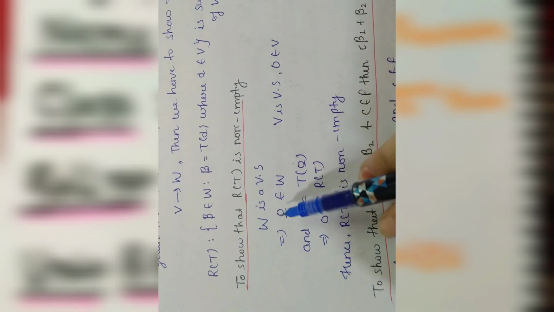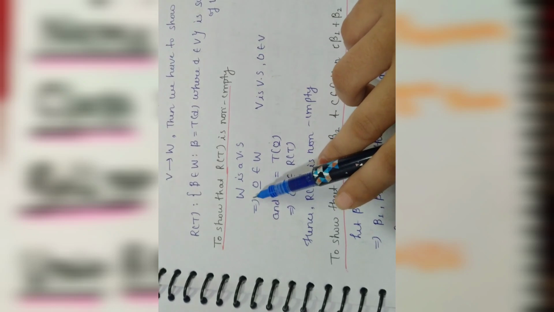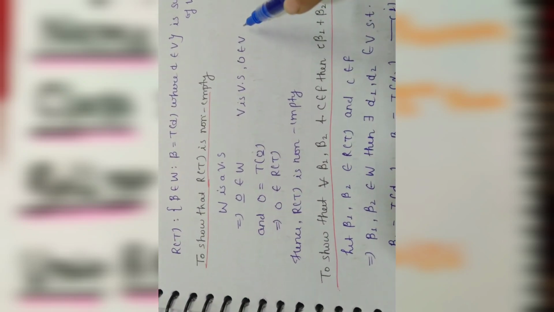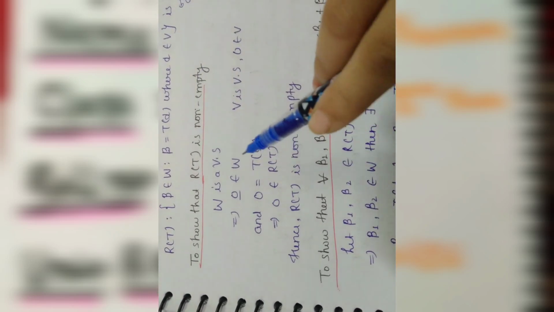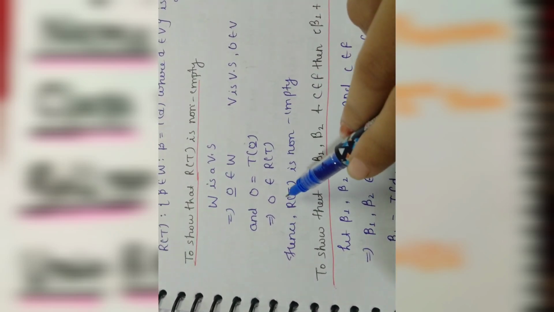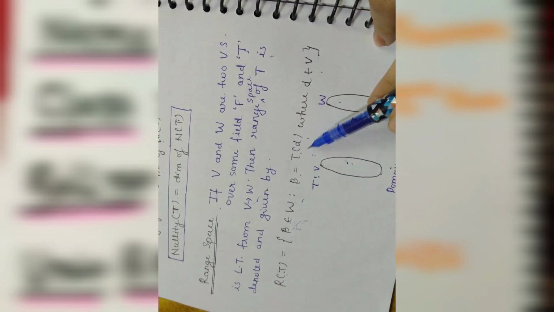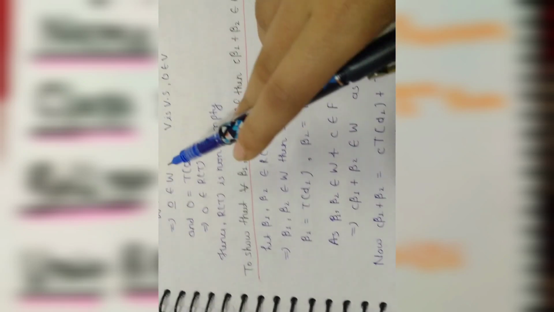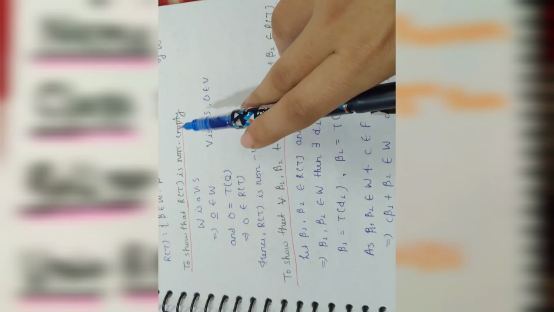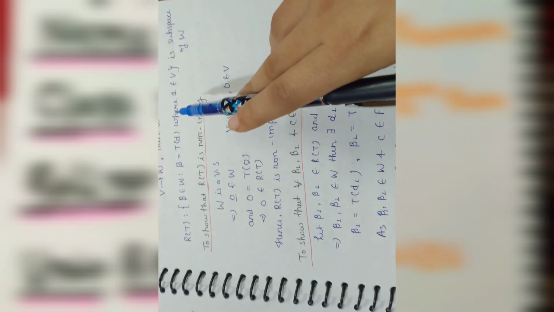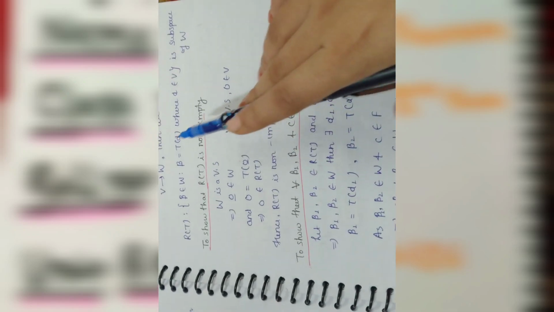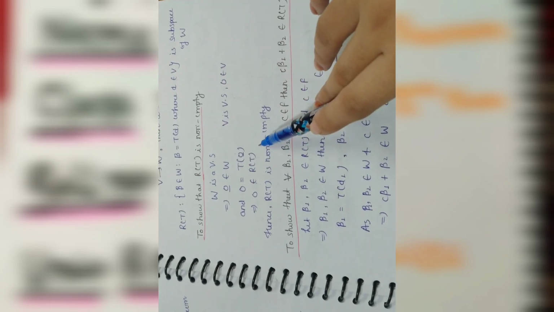W is a vector space, so 0 must be present in W. As V is a vector space, 0 belongs to V, and 0 is equal to T of 0. So 0 is also an element here. And T alpha is the image, as we can see in the range space, T alpha is the image which belongs to W. So T of 0 also belongs to R(T), then 0 also belongs to R(T).